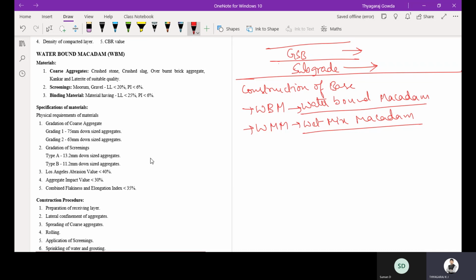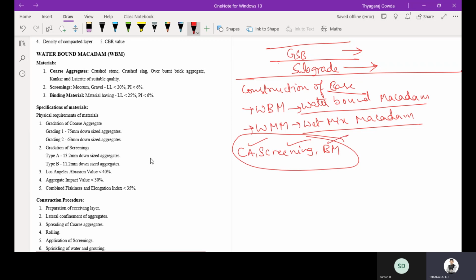Since it is a base layer, it should sustain the stresses, or wheel load stresses, coming on the pavement. What are all the materials we will be using for the construction of base course? The base course consists of three important materials: coarse aggregate, screening material, and binding material. Similar to cement concrete, which has coarse aggregate, fine aggregate, and cement, here also there are three types of materials.